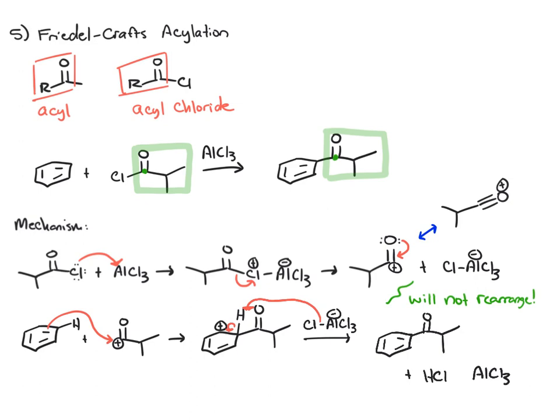So in terms of the features, you need the acyl chloride. You don't have to worry about rearrangement, but like the alkylation, this reaction is also kind of finicky in that this reaction won't work if an amino group or strong electron withdrawing group is on the ring. So just be aware of that when doing either of the Friedel-Crafts reactions.